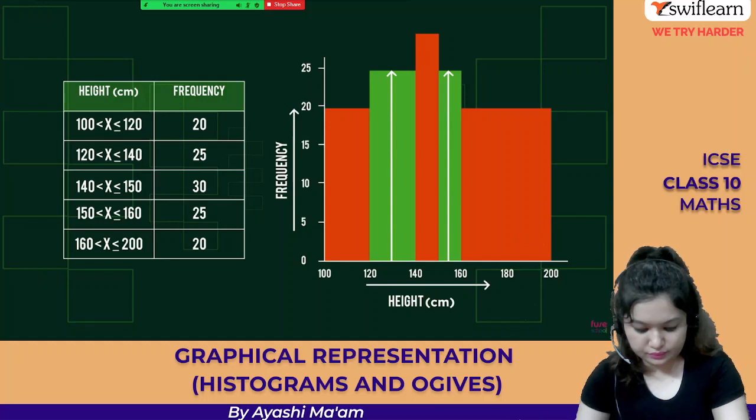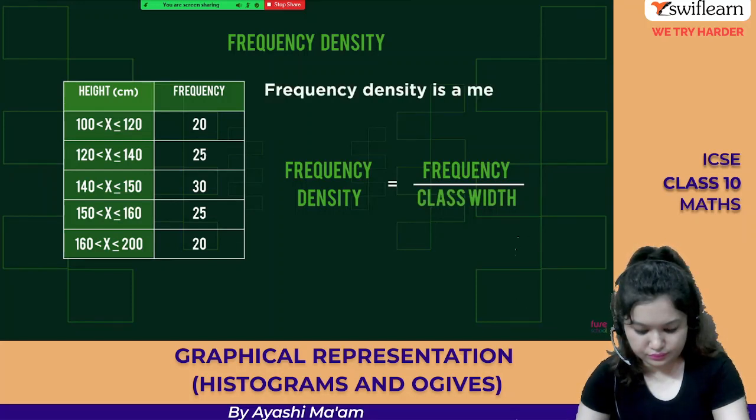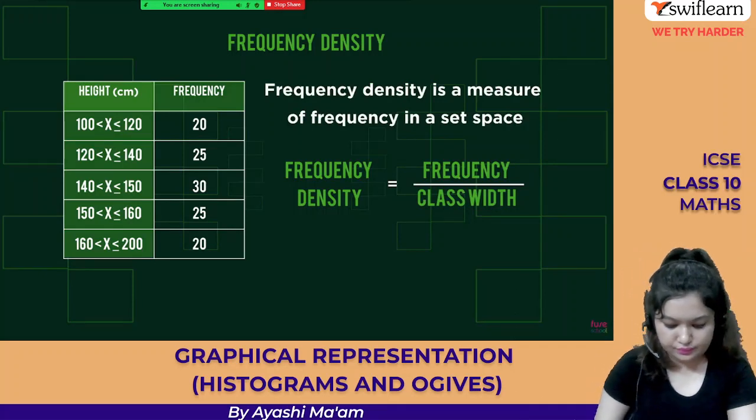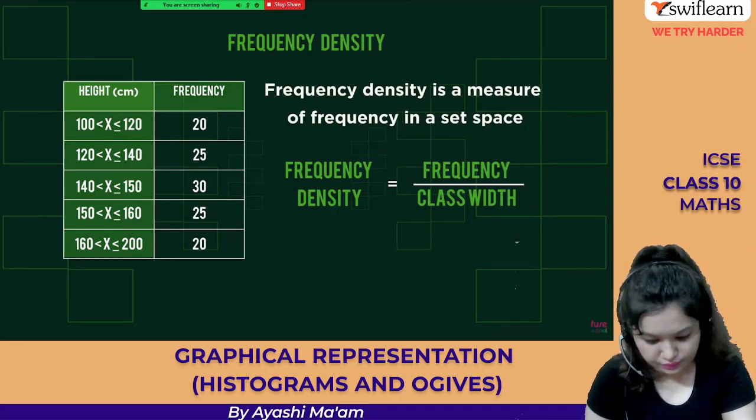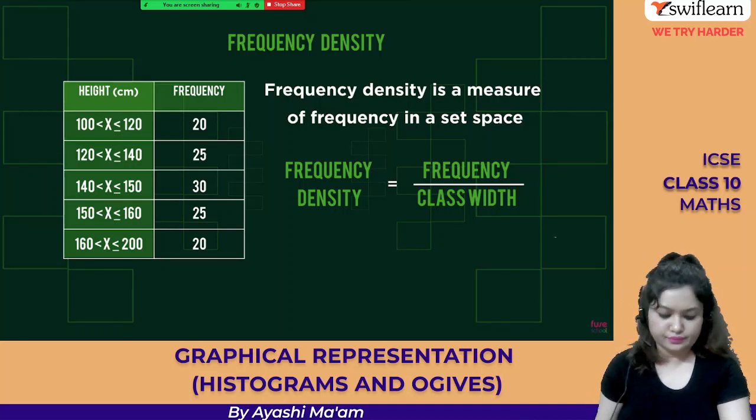To solve these issues, we use something called frequency density. Because plotting against frequency doesn't work when the group sizes, also known as class widths, are different, we plot against the frequency density instead. We calculate frequency density by dividing the frequency of each group by the size of the group. As density is a measure of how much mass there is in a volume, frequency density is a measure of frequency in a set space.